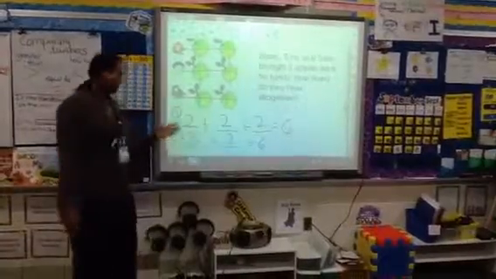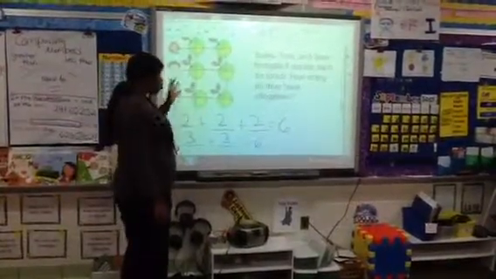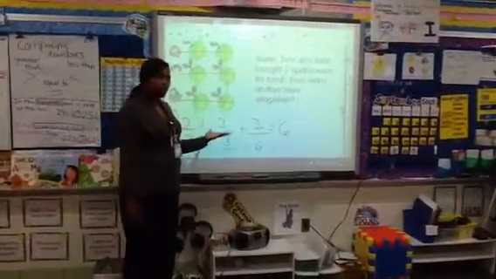This is how you can double check yourself to make sure that your arrays and the total number that you have all together match.